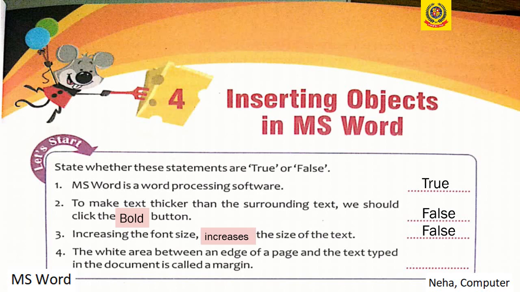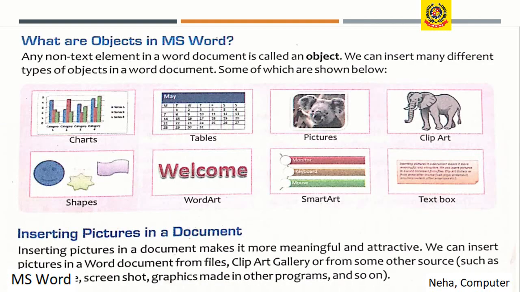Fourth, the white area between an edge of a page and the text typed in a document is called a margin. It is true. So whenever we type text in a document, there is a white blank page and there's some area where we type the text. And when we see the corner of that page, the area between the corner and the area where we are typing is called the margin area. Now let's move to the chapter.